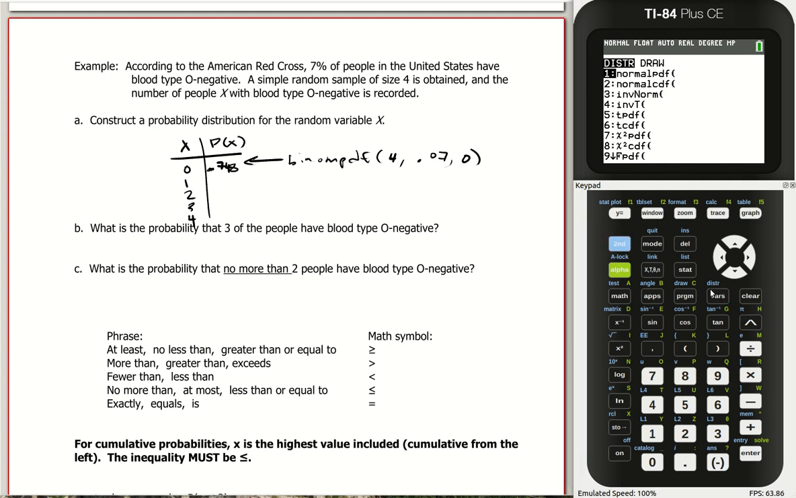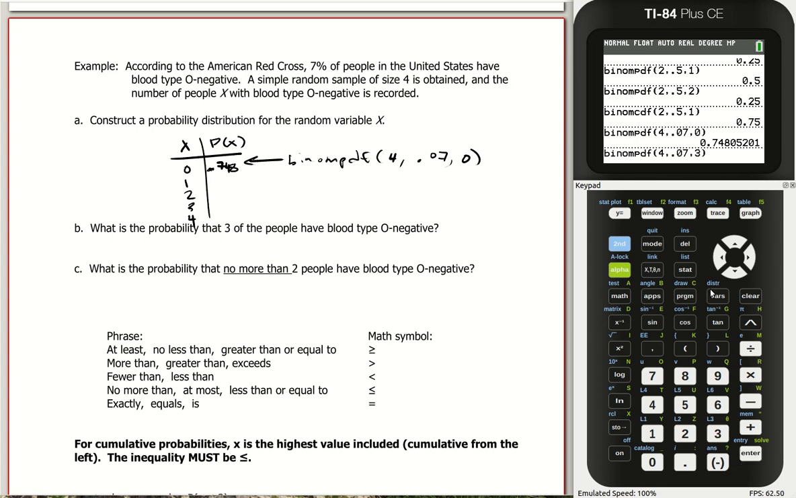There again, we can just go binomial PDF. I don't want to get into too much complicated stuff about how to use the calculator. It's not really part of this video. I want to just see binomial PDF, binomial CDF. If we have 4 trials, 7% chance of success, what about to get 3 people? It seems like it would be very unlikely, huh? And it's around 0.1% chance, 0.001.